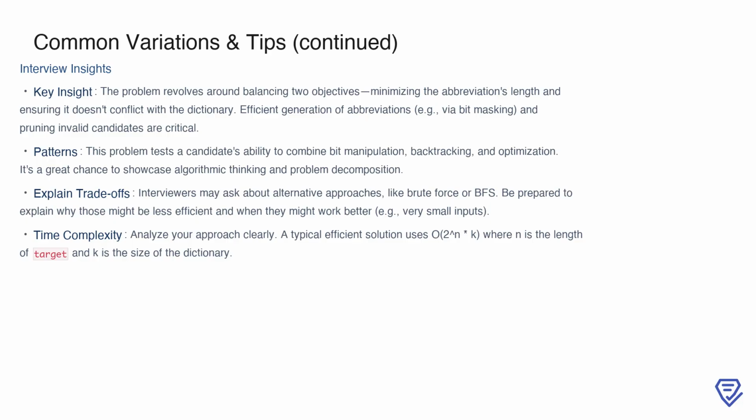Additionally, you'll want to analyze the time complexity of your solution. A common efficient approach has a complexity of O(2^n * k), where n is the length of the target and k is the size of the dictionary. Being able to articulate this clearly can demonstrate your understanding of the problem's computational challenges.